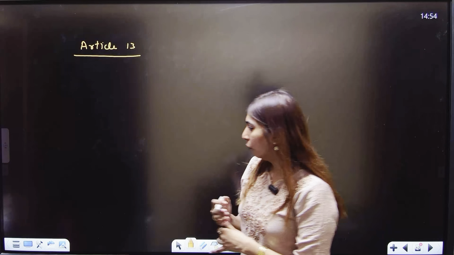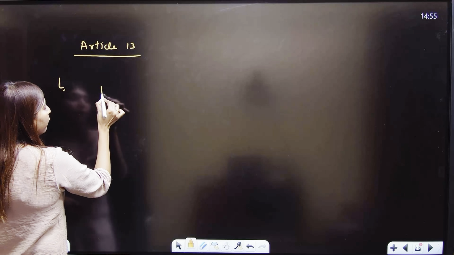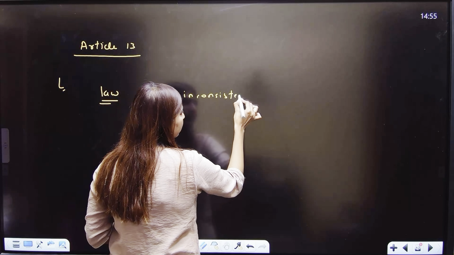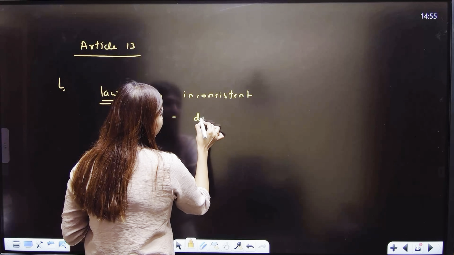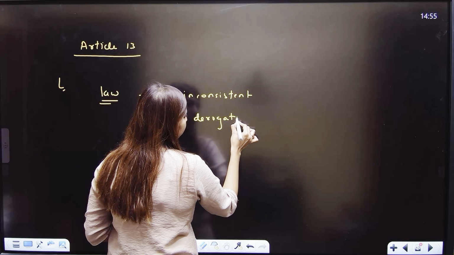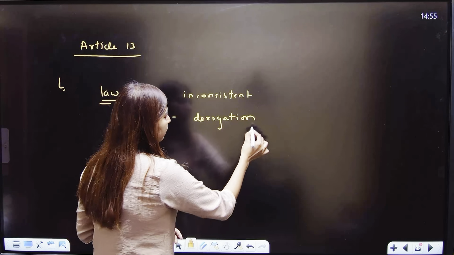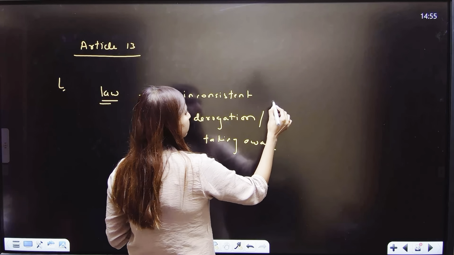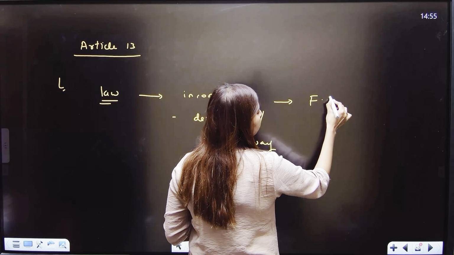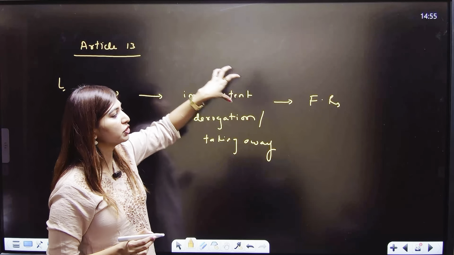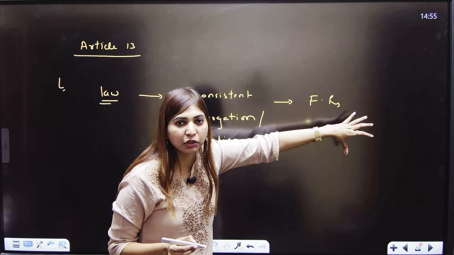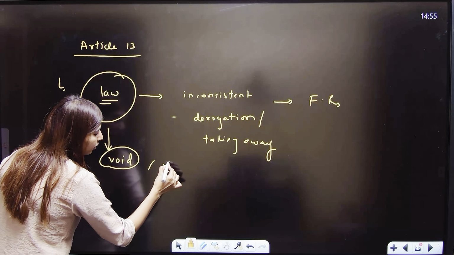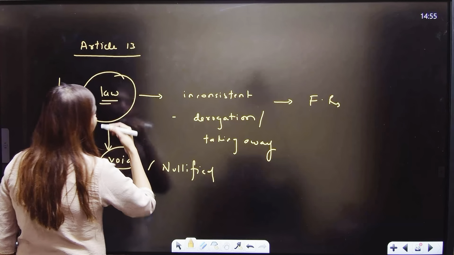Here in Article 13, what we are going to learn is a very important thing. If any law is inconsistent, meaning it is not aligned with, or it is a derogation of, or taking away, fundamental rights, then such a law will be considered void, that is nullified, meaning it will not be allowed, that will not be law.